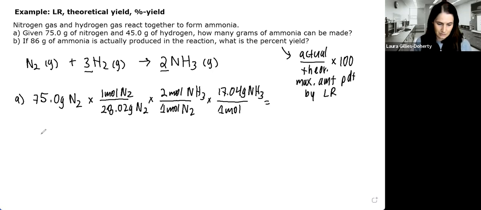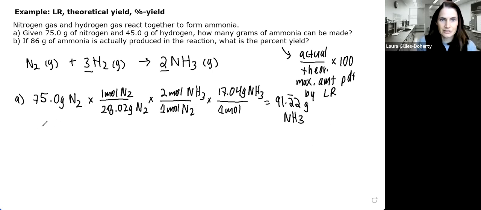75 grams times 2 times 17.04 divided by 28.02. So I get 91.22 grams of ammonia made if we react all the nitrogen. Let's do the same thing with hydrogen.